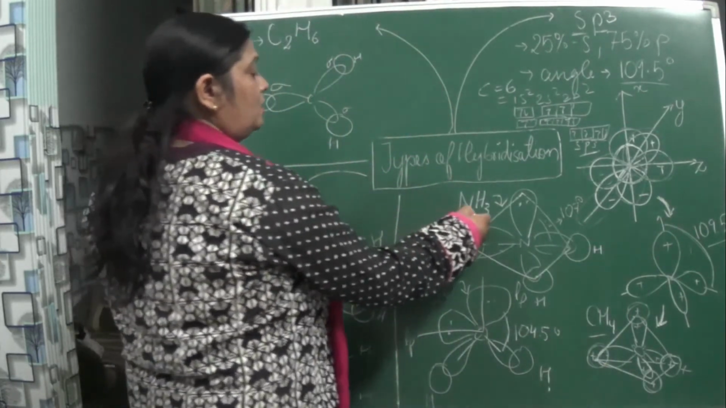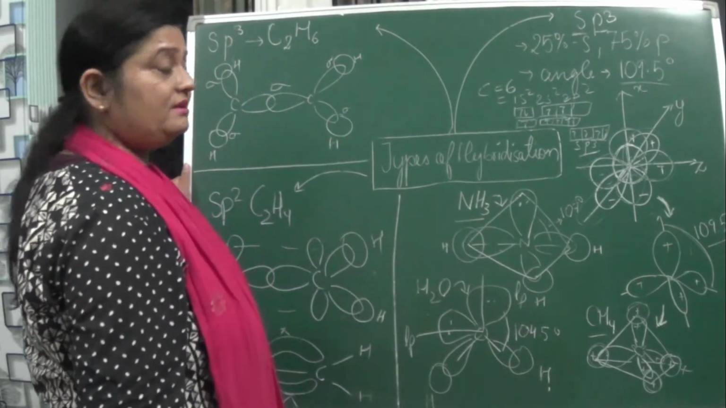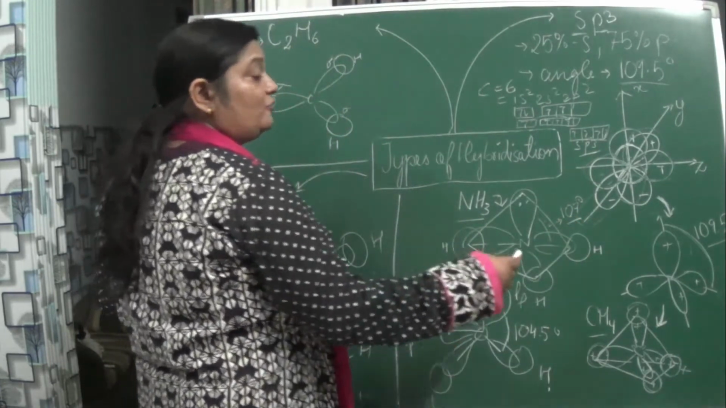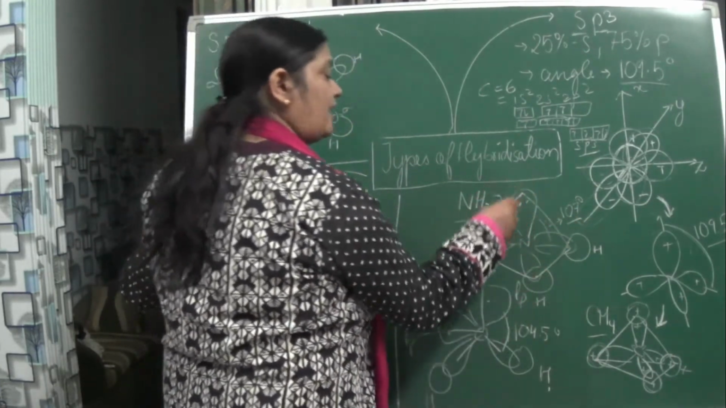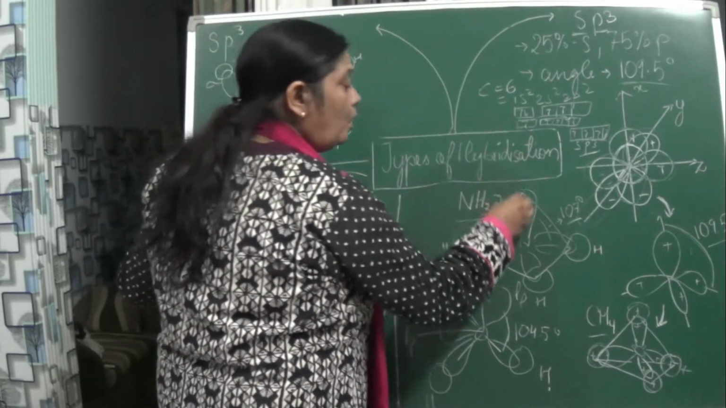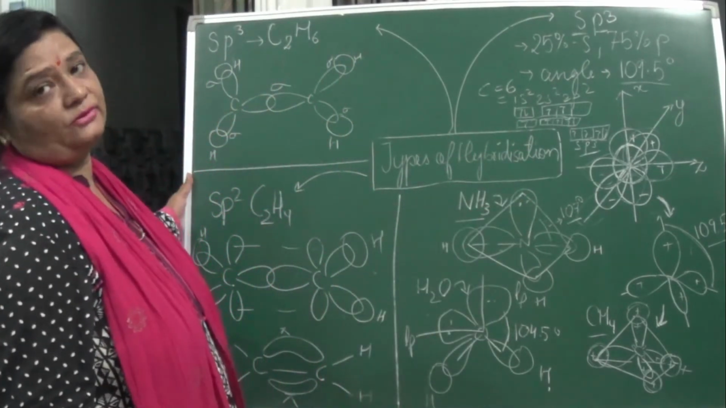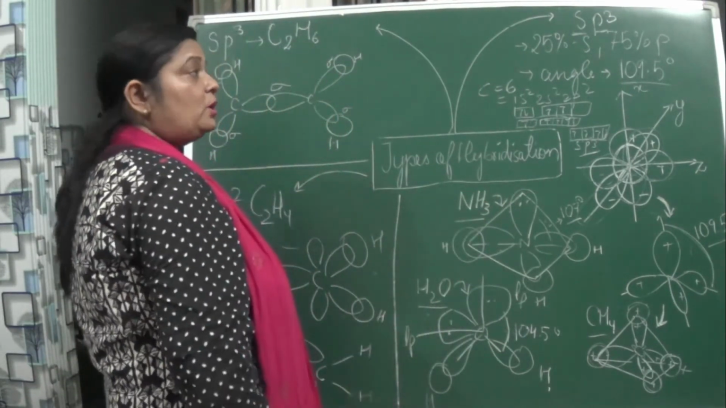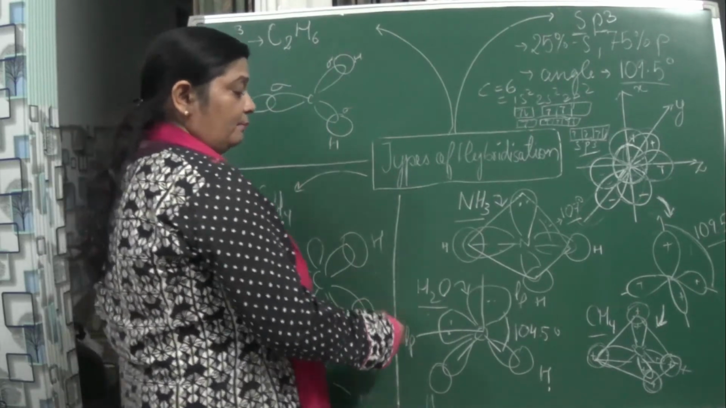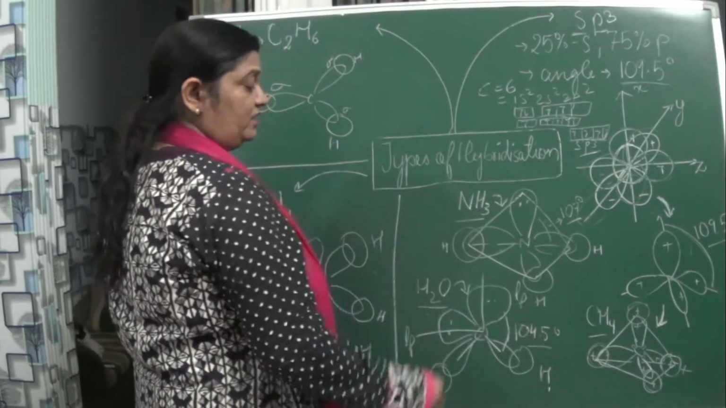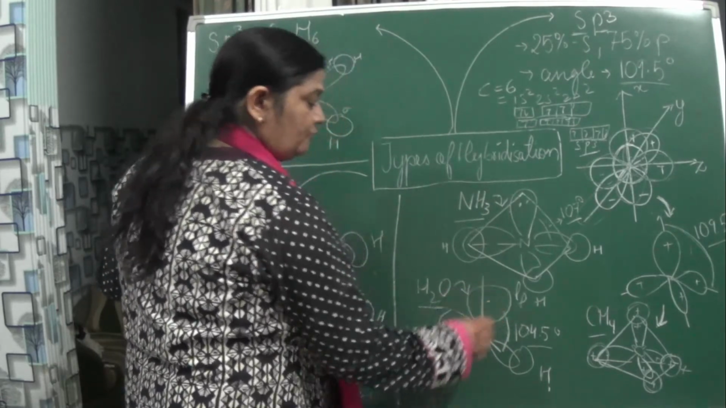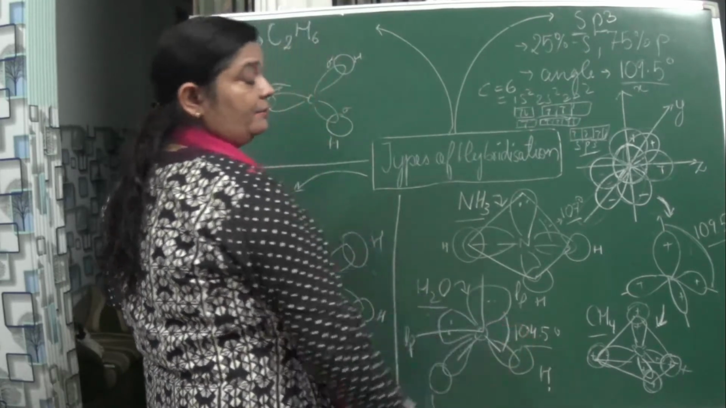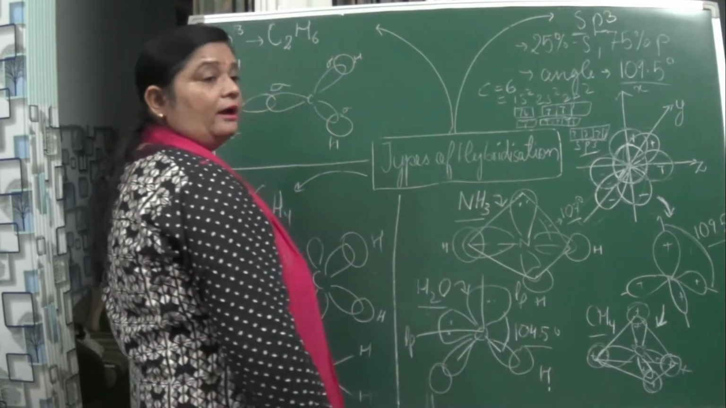But when we talk about NH3, it is also sp3 hybridized only, but here the angle is 107 degrees only. The difference arises, even though it is having sp3 hybridization, because of the lone pair which is present on nitrogen. Now let us see the water molecule. It is also sp3 hybridized only, but here the angle is 104.5 degrees. This is because 2 lone pairs are present, and as a result the angle becomes smaller, that is 104.5 degrees.